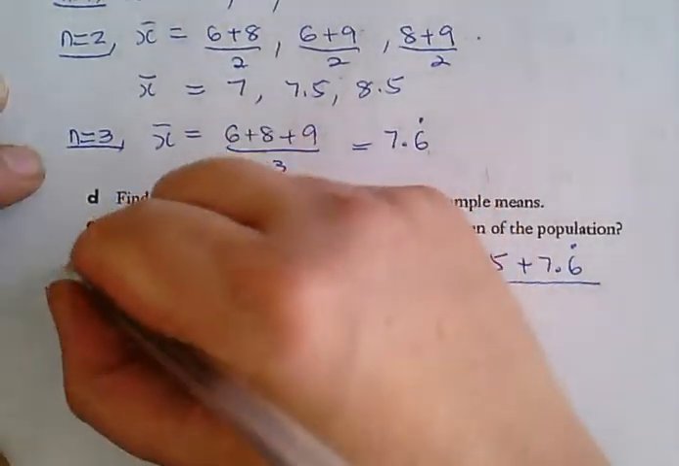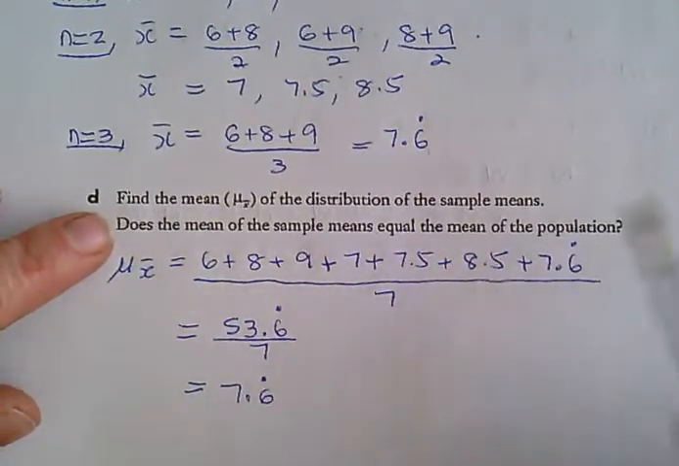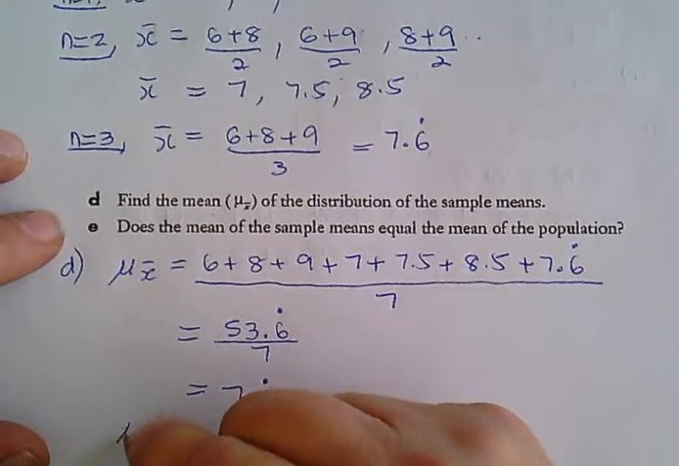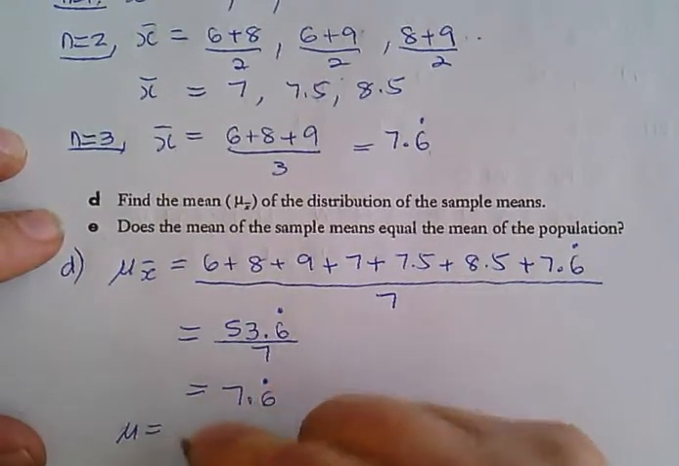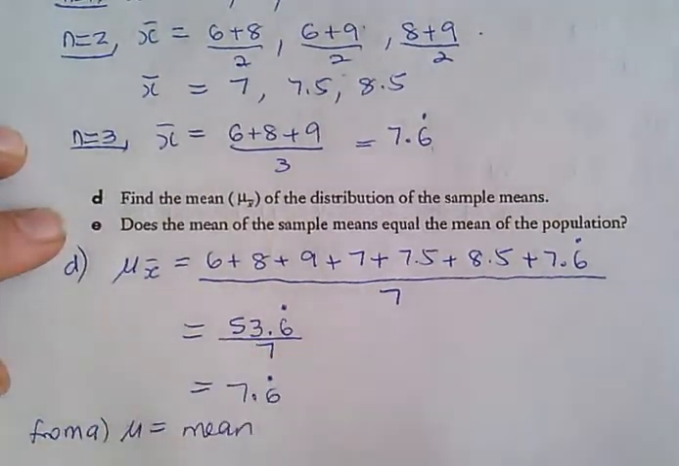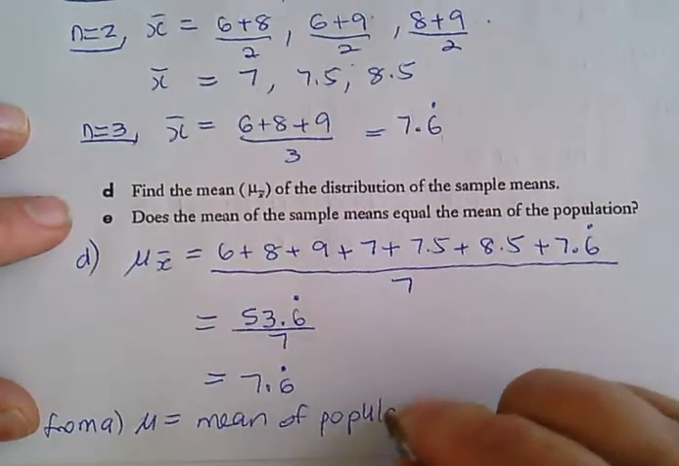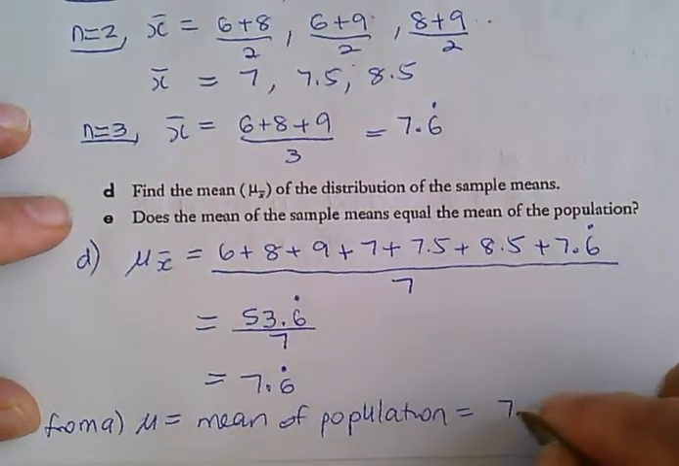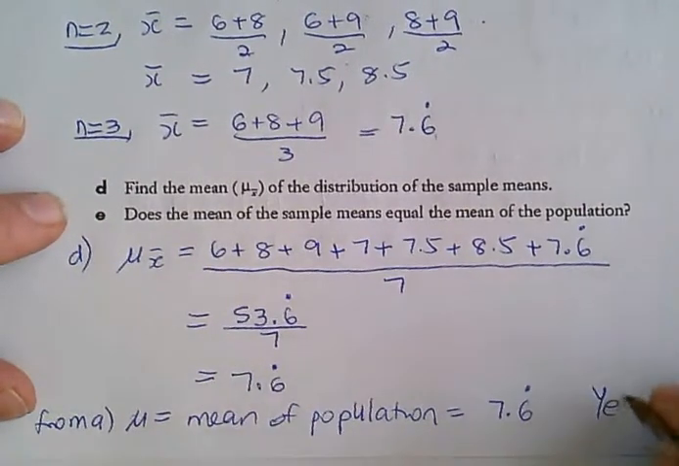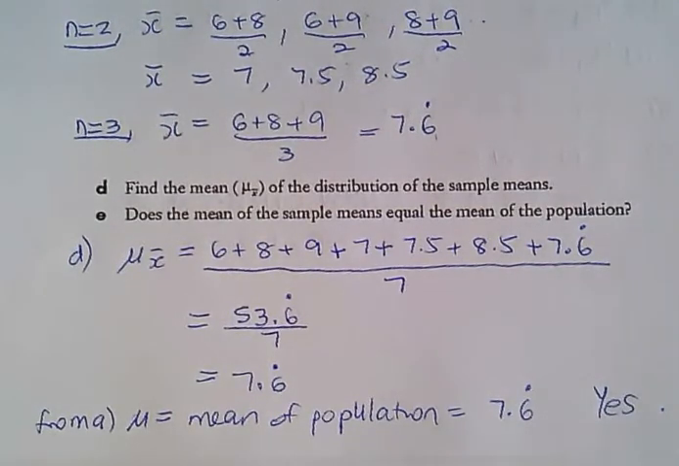And part E says, does the mean of the sample means equal the mean of the population? Yes. Well, mu, which is the mean of the population from part A, was also 7.6 recurring. So the answer is yes. The mean of the means, the mean of the distribution of the sample mean, equals the mean of the population.